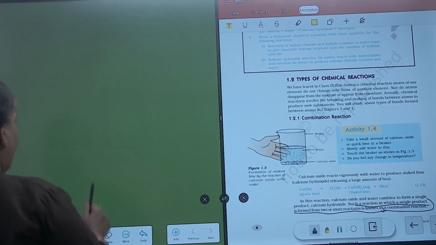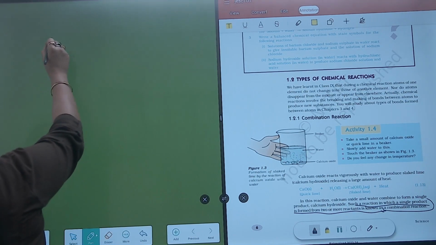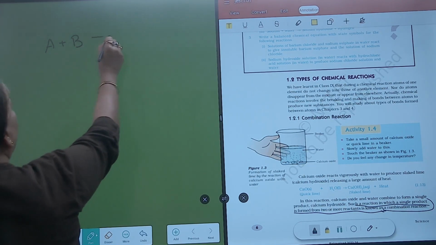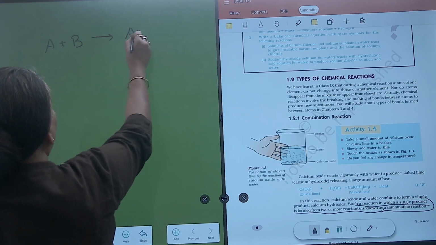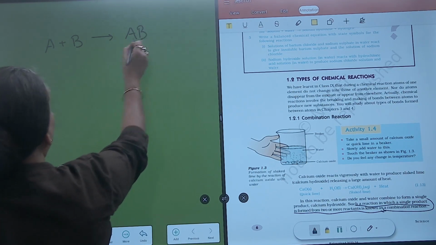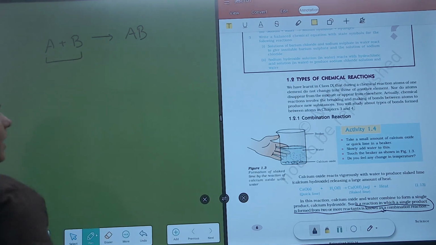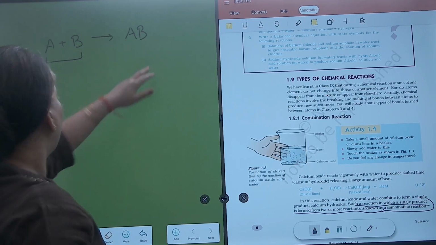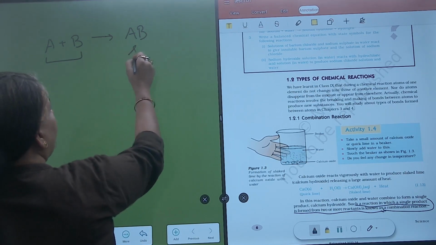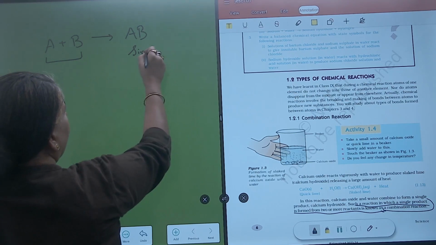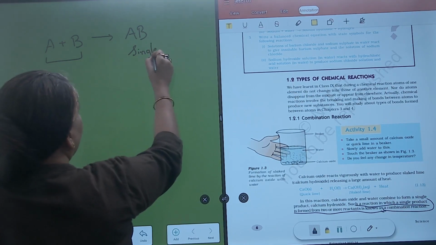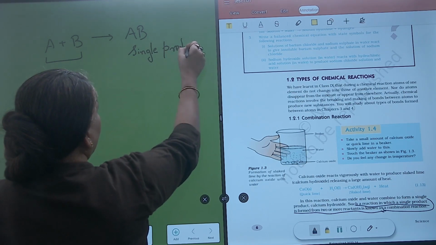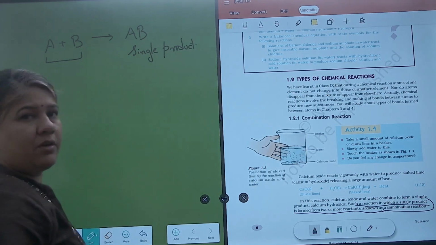Okay. See, here you can represent combination reaction in this manner. This is general form of writing combination reaction. So on the reactant side we can have two or more reactants, and product side will get only single product. So this is characteristic feature of combination reaction, that you always get a single product. So this is general form.